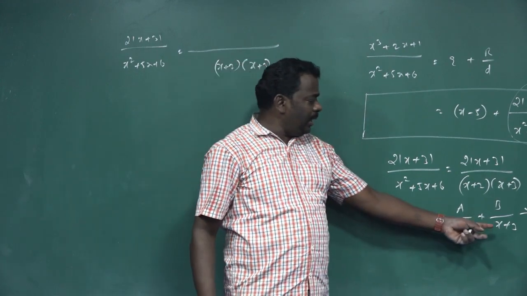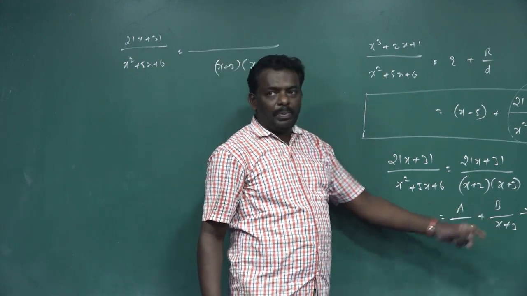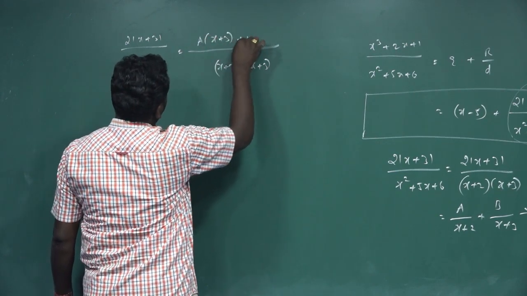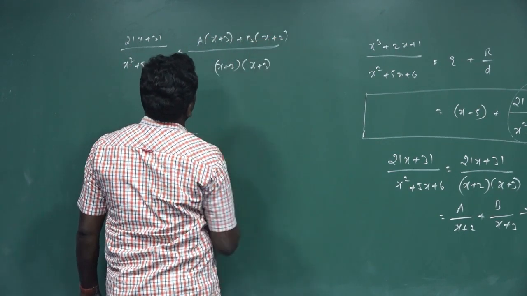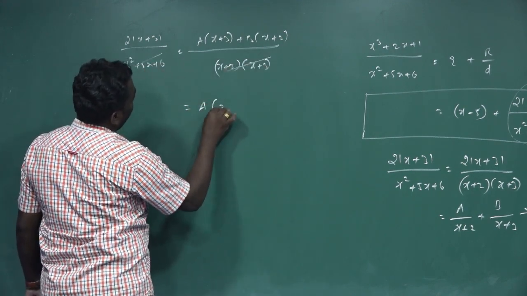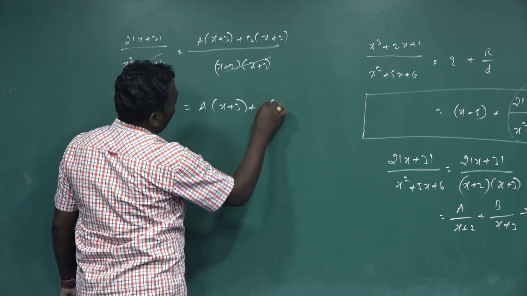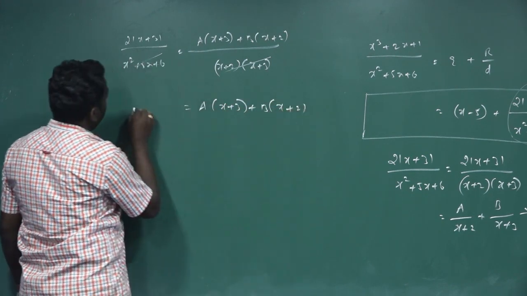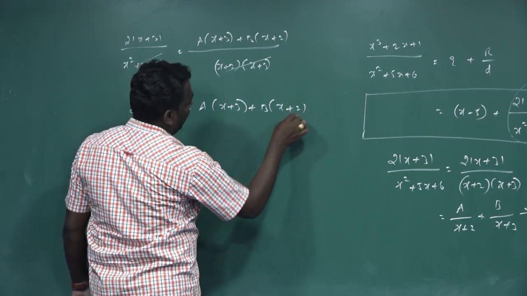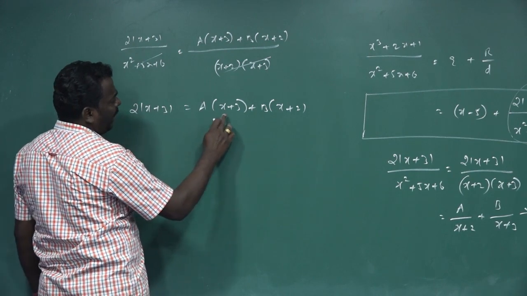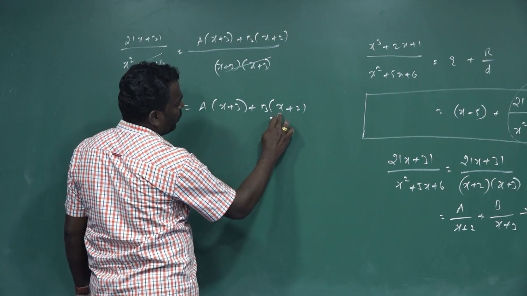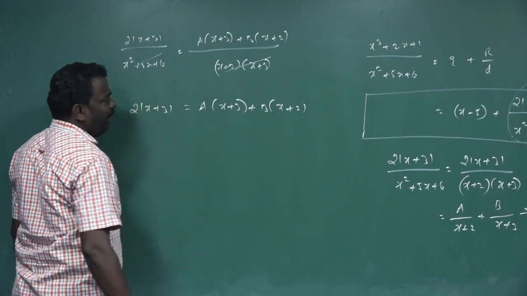taking the cross product, A is multiplied with x + 3 and B is multiplied by x + 2. Therefore A(x + 3) + B(x + 2). Now both denominators are the same and cancel, so A(x + 3) + B(x + 2) equals 21x + 31. In this equation we substitute x equal to minus 3, where one term cancels, and x equal to minus 2, where the other term cancels, to find the values of A and B.